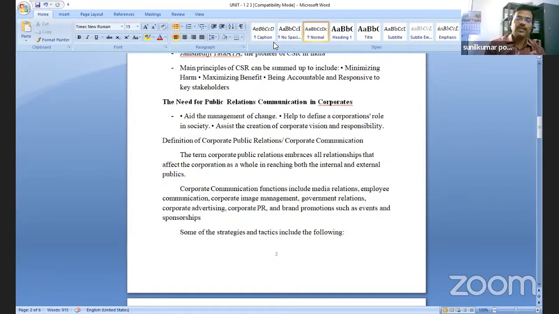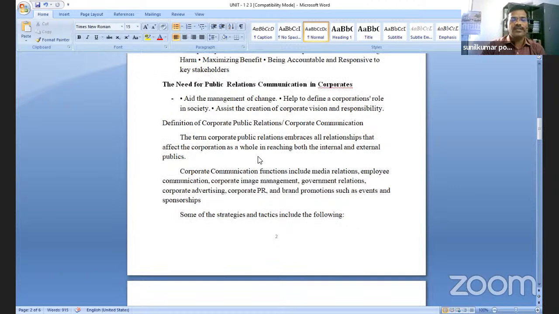We still see many government public sector units with a public relations wing, somewhere with separate corporate communications, even though these two are interlinked and work with interlinkage only. We will see some definitions here. Two definitions are given.